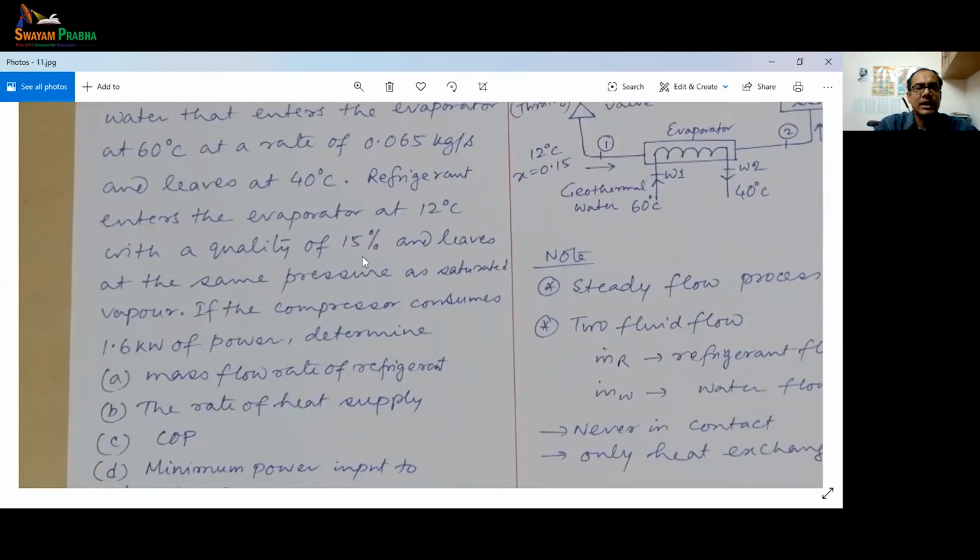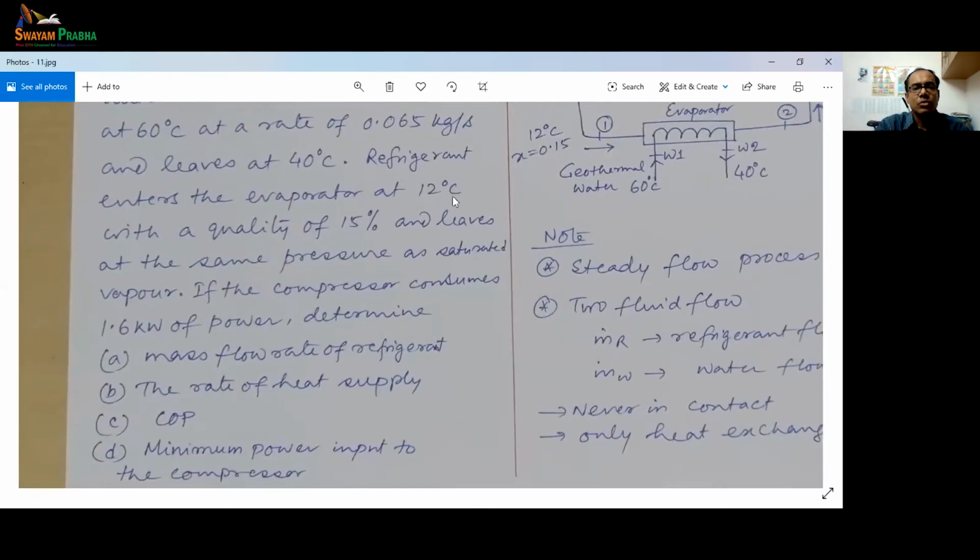Now refrigerant enters the evaporator at 12 degrees centigrade with a quality of 15%. Okay, so the refrigerant conditions are given so that you know the property values for that state, and it leaves at the same pressure as saturated vapor. Okay, so pressure does not change for the refrigerant in the evaporator, and it leaves as saturated vapor.